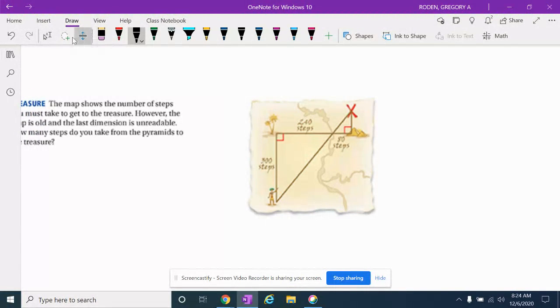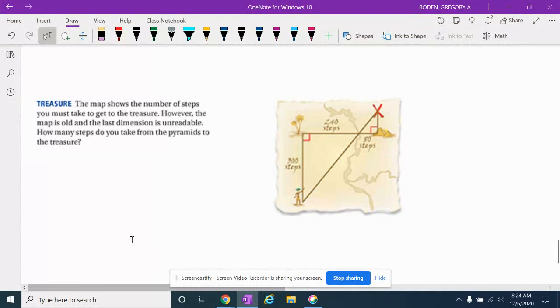All right. Last problem before I let you guys go is the map problem. This is always a fun problem. The treasure map problem. Okay. So on the treasure map problem, it says the map shows the number of steps you must take to get to the treasure.